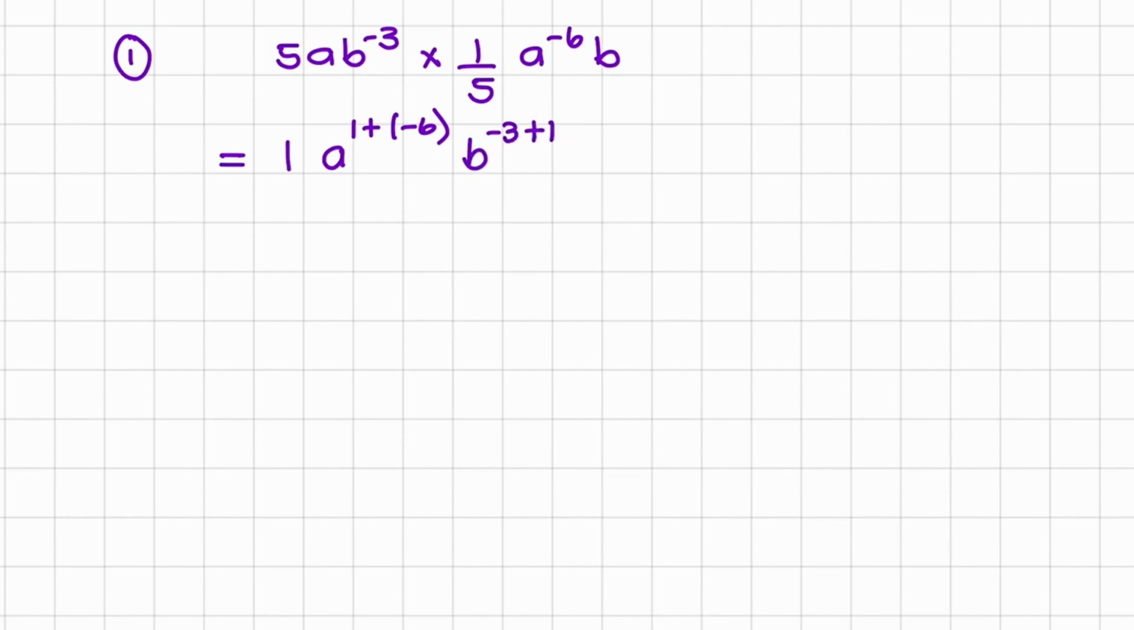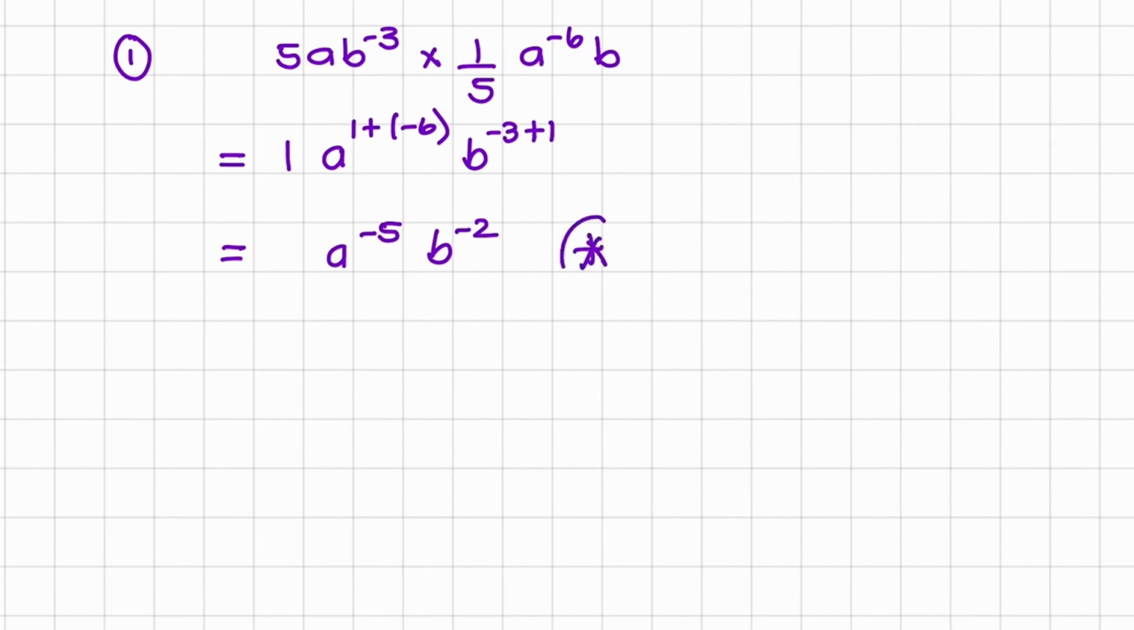So remember, if there's not an exponent, that exponent is 1. And if I simplify, I can drop the 1. So I don't have to write the 1. And I'll have a to the power of 1 plus minus 6, which is the same as saying 1 minus 6. And therefore it's a to the power of minus 5. B to the power of minus 3 plus 1. So that's b to the power of negative 2.